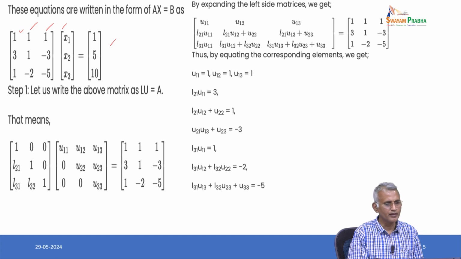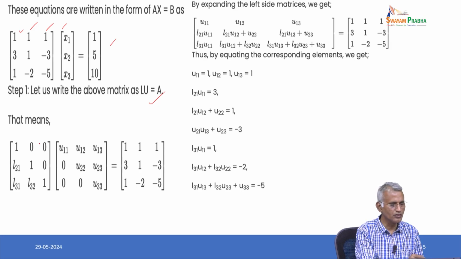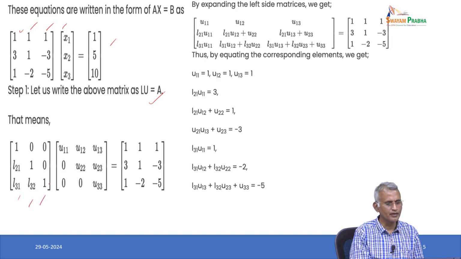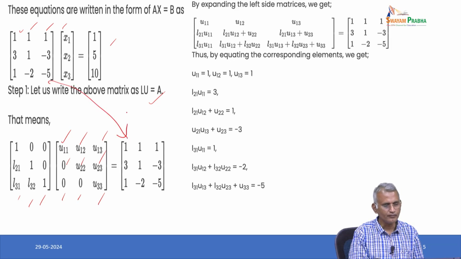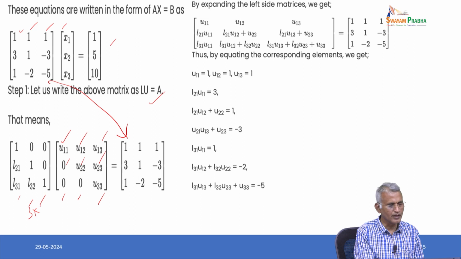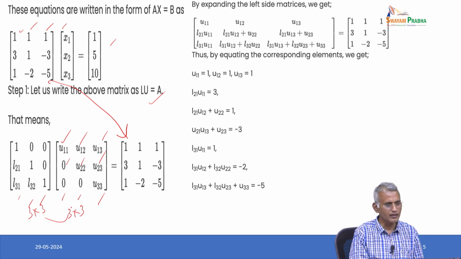Now, step 1, let us write the above matrix A as LU. So, the rule is L is 1, 0, 0, L21, 1, 0, L31, L32, 1, and for the upper triangular matrix U11, U12, U13, 0, U22, U23, 0, 0, U33, corresponding to the given matrix A. Now, this is 3 cross 3, this is also 3 cross 3. So, the result is 3 cross 3, that is, multiply them.